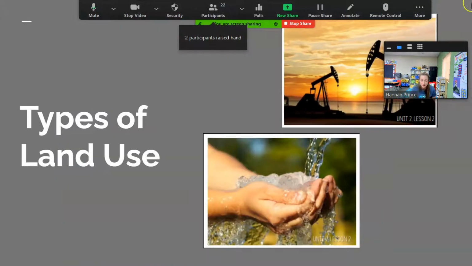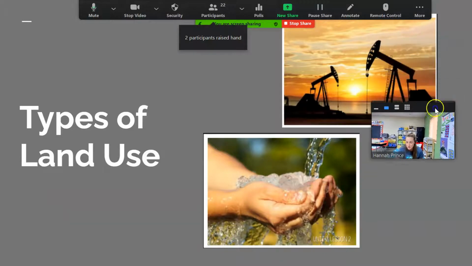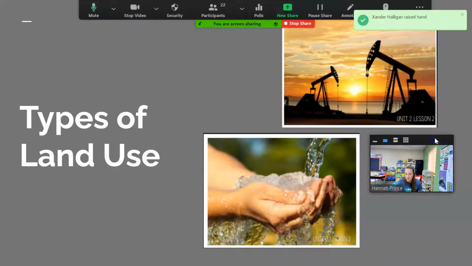Okay, so types of land use. We're going to go through each of these pictures and I'm going to tell you about these pictures, and then I want you to tell me how each of these can be used, okay? So, this top picture is called an oil rig and they're pulling oil from the ground. So, can somebody explain to me why we would need this? Why do we need this on our land? The oil. So if you have an example or an idea of how we can use this or why we need it, go ahead and raise your hand and Miss Cheatham will call on somebody.